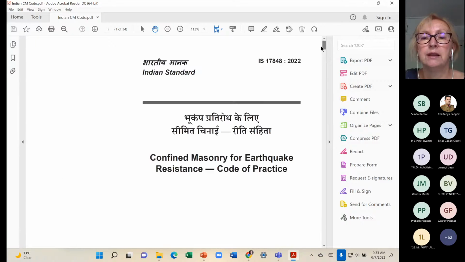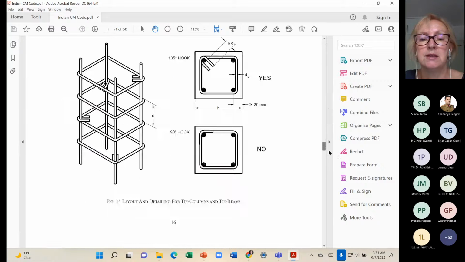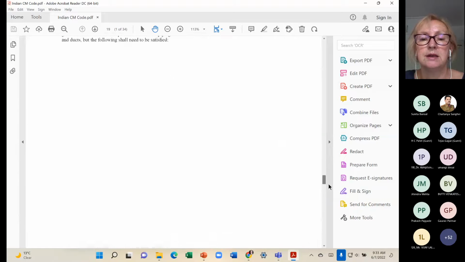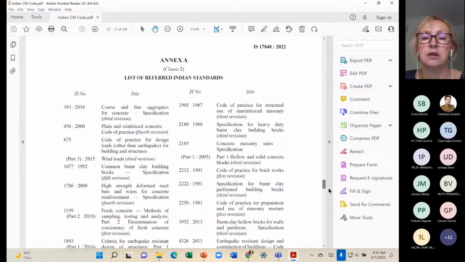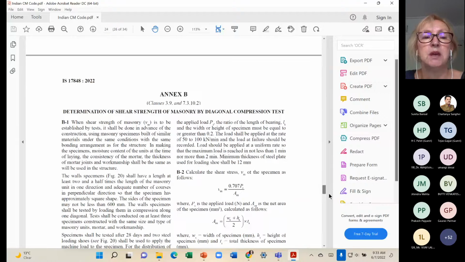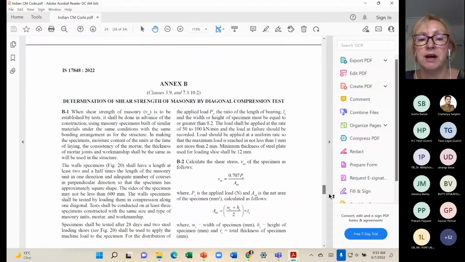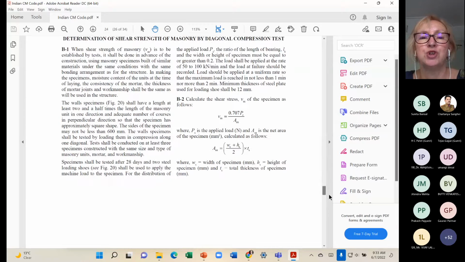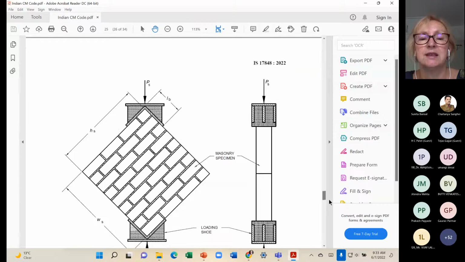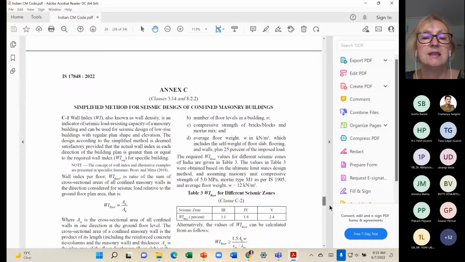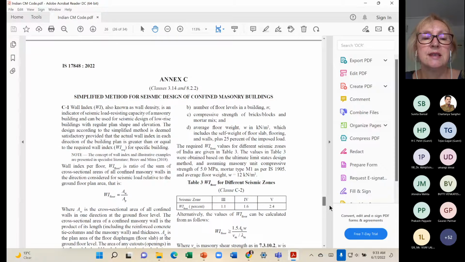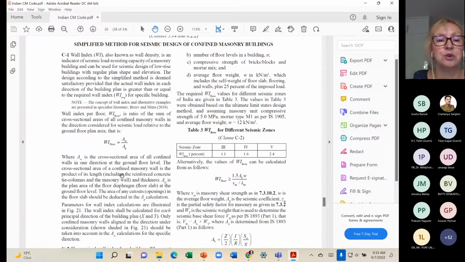So in the code, at the end, there are annexes A, B, and C. Annex A is just giving a list of codes. Annex B is what we discussed, the determination of shear strength by diagonal testing. And Annex C is the simplified method. So you can see here exactly what I was talking to you about. These are exactly the same equations, and it is showing here the equation of wall index per floor. The equation is there, but the derivation is not there.